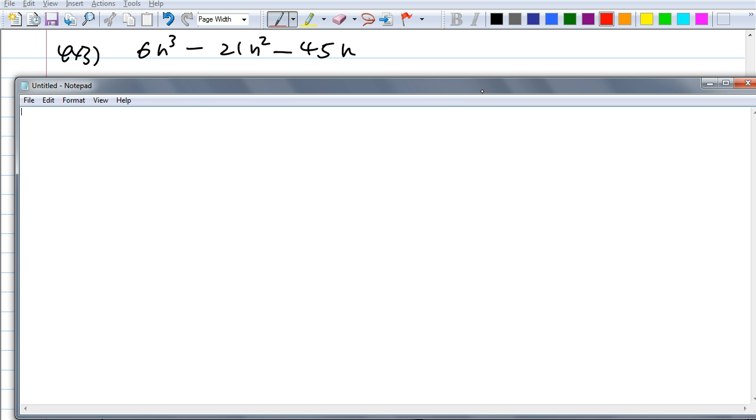Alright, if you got example 2 right, try example 3, it's very similar. As a matter of fact, I think it's easier. It's 6n cubed minus 21n squared minus 45n. Okay, go ahead, everybody try.